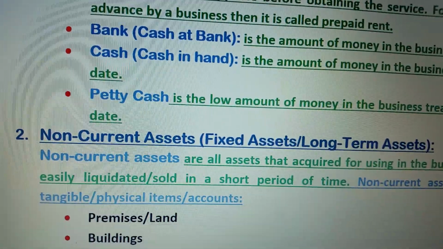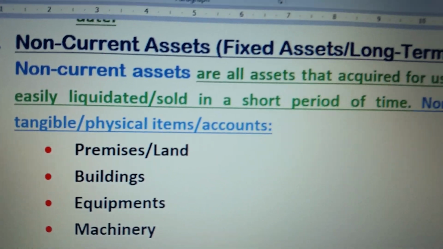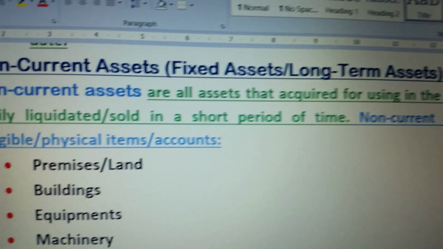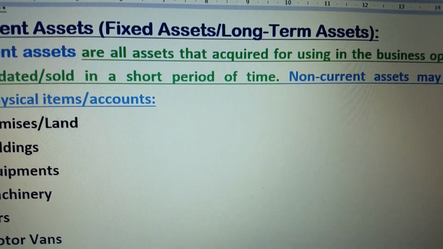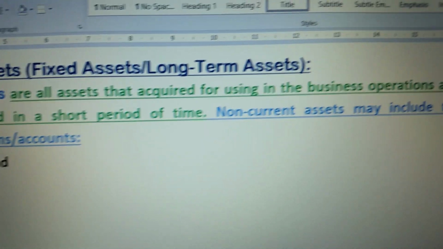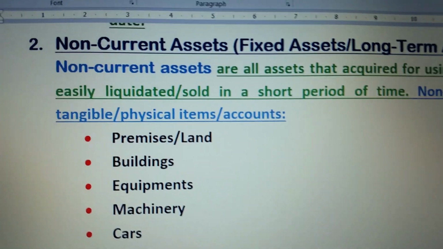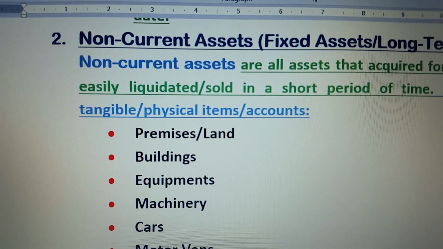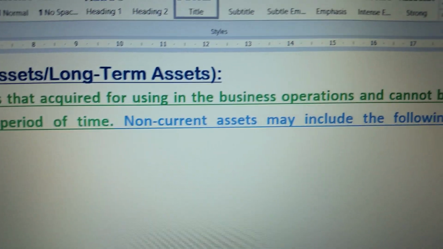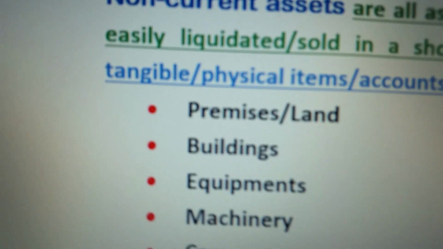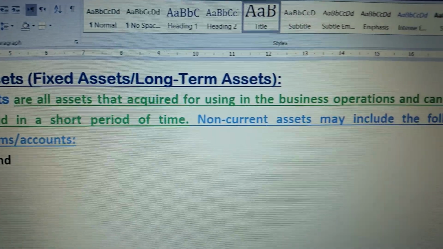The second type of assets is called non-current assets or fixed assets. Non-current assets are all assets that are acquired, that are purchased by your business for use in the business operations and activities. Again, non-current assets are all assets acquired for use in the business operations, and they cannot be easily liquidated. Liquidated means sold in a short period of time.